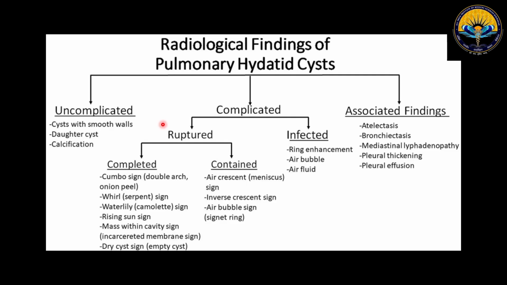So, radiological manifestations of the primary hydatid cyst: it may be uncomplicated or complicated. In our case, it is uncomplicated. The cyst shows smooth walls, with no daughter cysts or calcification in our case. The complicated ones will be ruptured or infected.